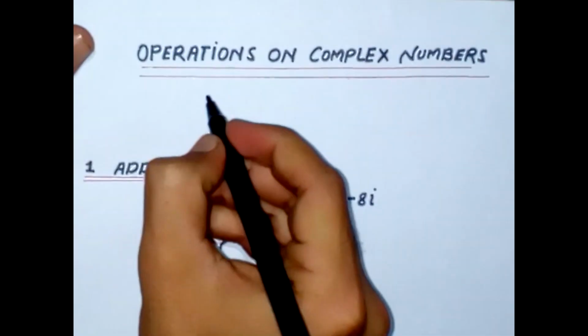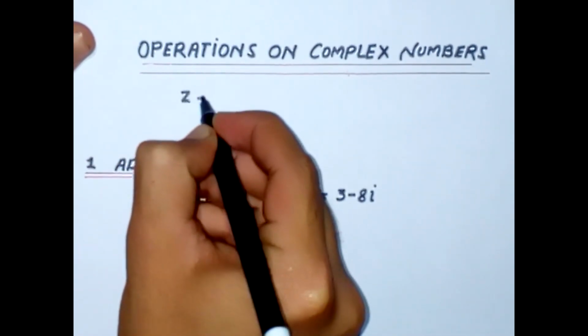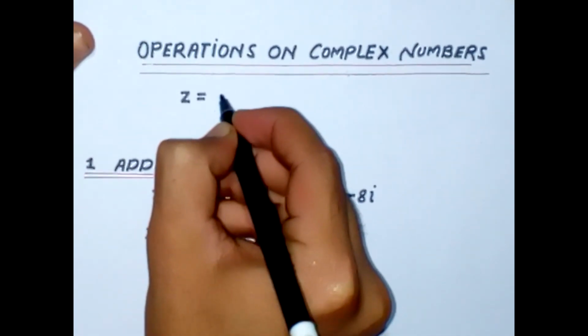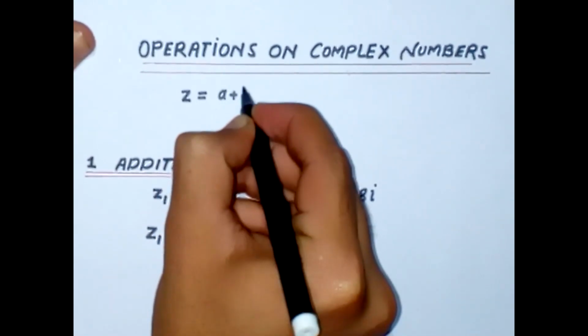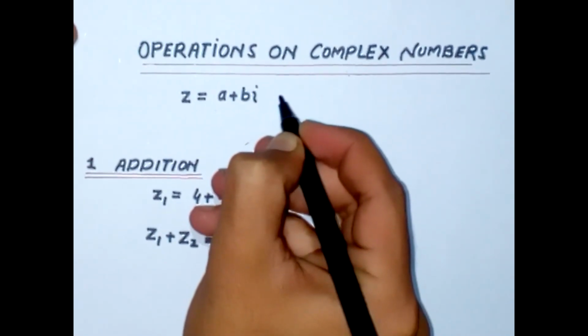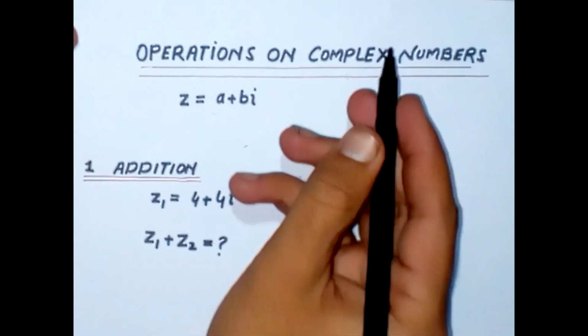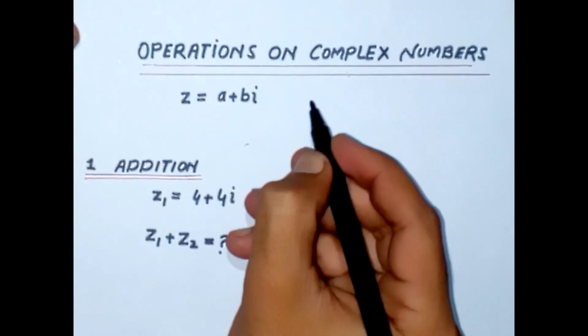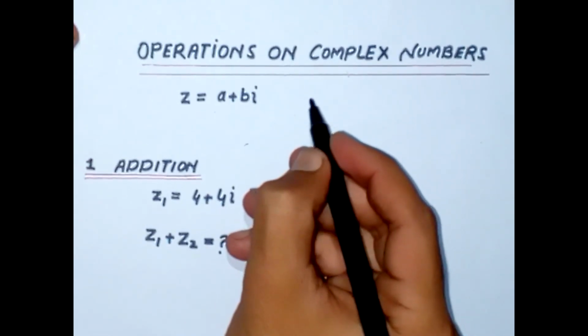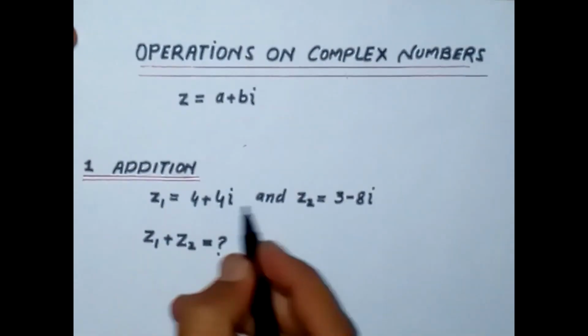In the previous lecture, we have defined a complex number. We have said that a complex number is just the addition of a real and an imaginary number. Now, in this lecture, we are going to focus on the operations on complex numbers: how to add, subtract, multiply, and divide two complex numbers.